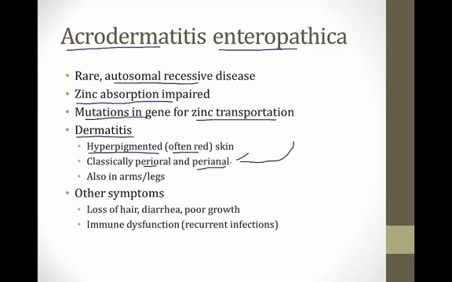You can Google this online and see pictures of children who have this condition. They also get the dermatitis in their arms and legs. And then they have other symptoms from the zinc deficiency. This includes loss of hair, diarrhea, and poor growth, and they can have immune dysfunction that manifests as recurrent infections.